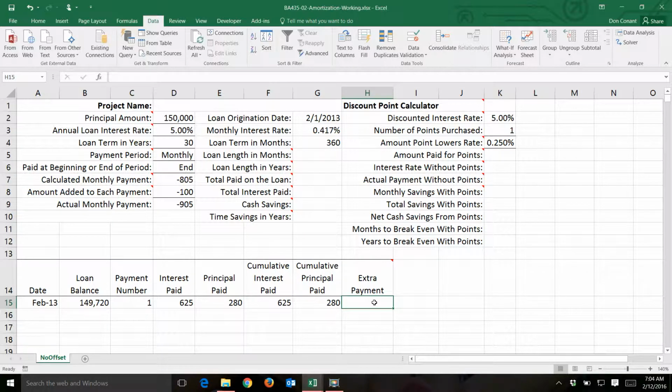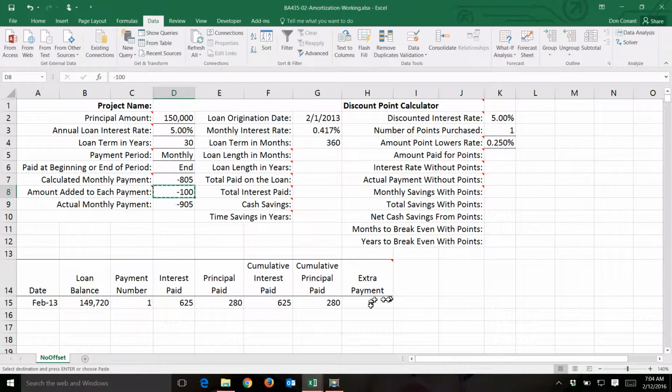We want to use data validation to keep the user from entering a positive number in here, because that would essentially reduce the monthly payment that we made. We need a negative number because the payment is a cash outflow. Recall we did data validation here. We want to do the same data validation here that we did here, so we'll just copy this.